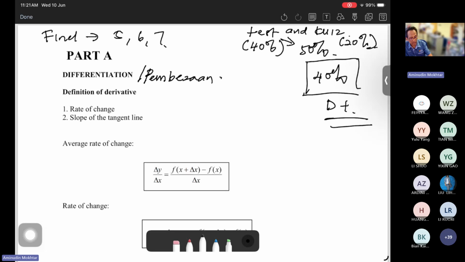Okay, the slope of the tangent line is a one line. I will explain later. The slope is a gradient, the slope of the line. I explained about the slope of the linear function in topic 1. But okay, for this, when we're talking about differentiation, in general, differentiation can be defined as a rate of change again, and the slope of the tangent line.